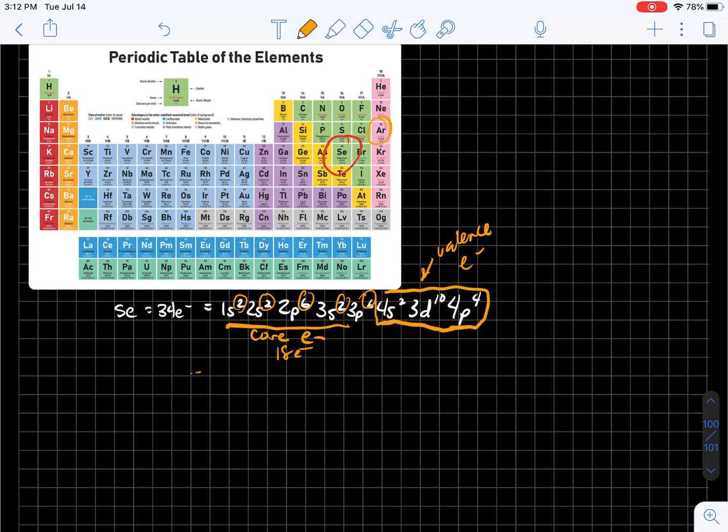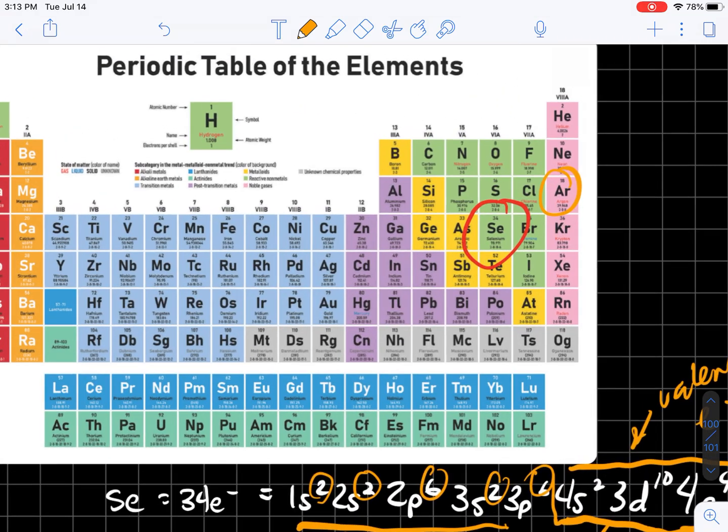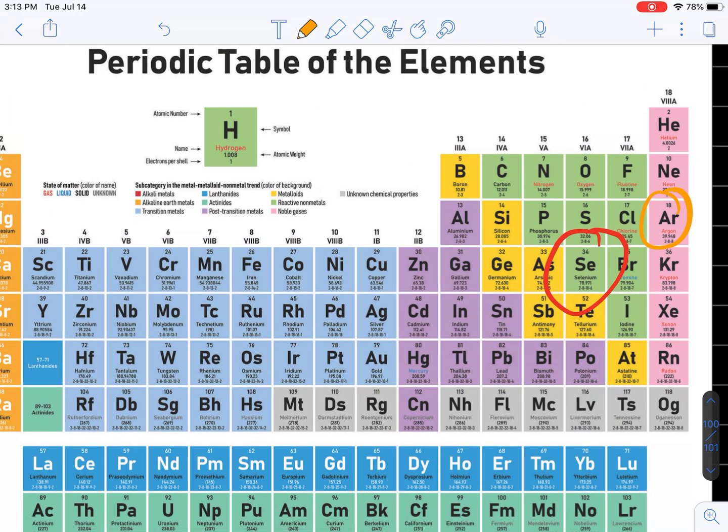So what we're going to do is write argon core, and then we just transfer these valence electrons down: 4s2, 3d10, 4p4. And that is certainly one way of doing it, but it's a longer way. Here's a shorter way. Go to your periodic table. Find selenium.